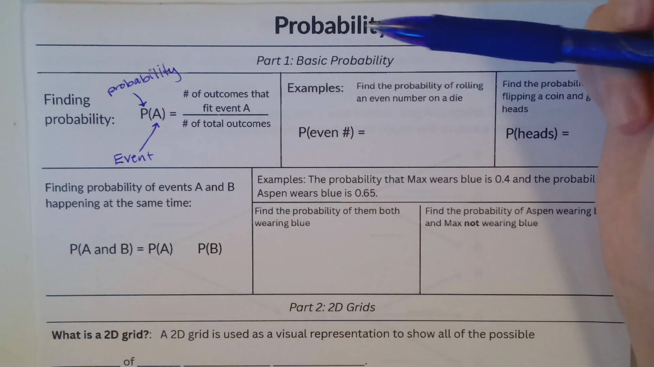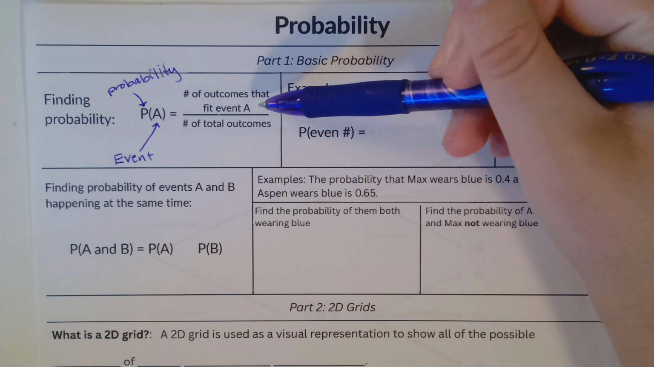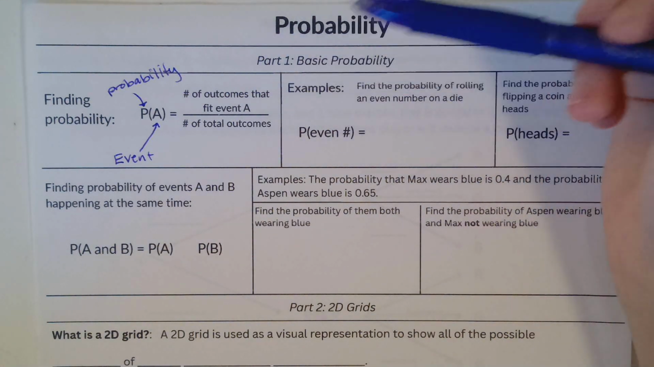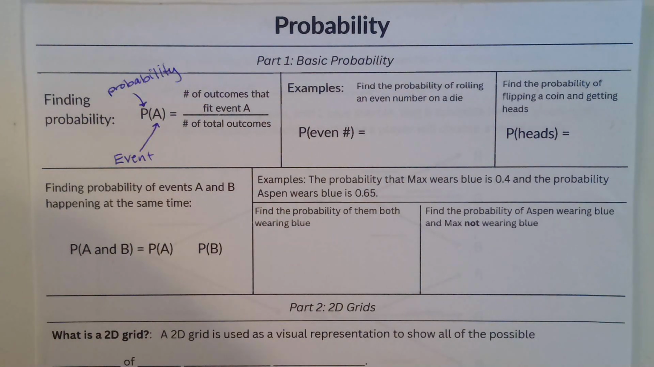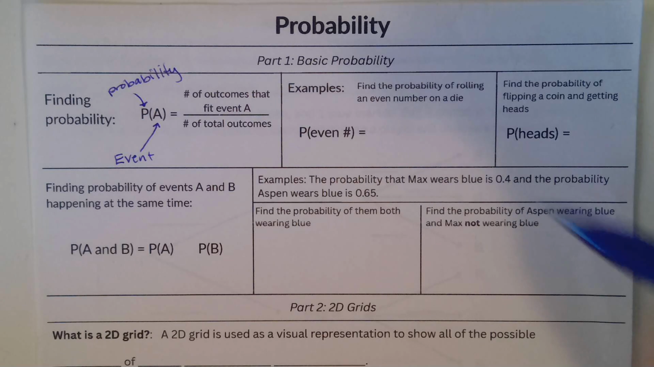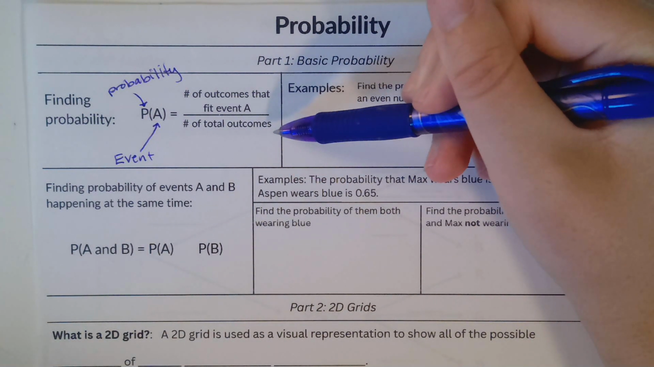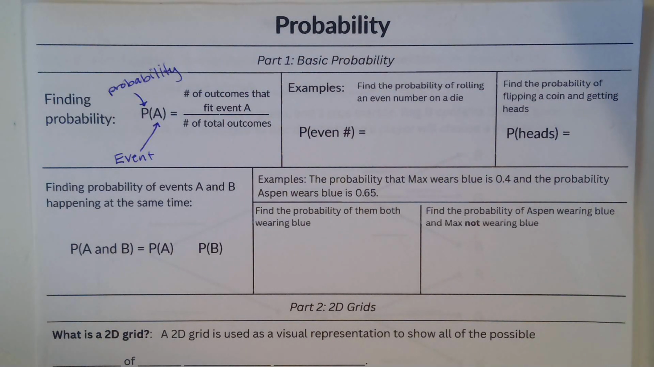So to find the probability of something, you're going to take the number of outcomes that fit event A, so the number of different ways that you can get event A to happen. That might not make any sense, and I feel like it'll make more sense once we get to the examples later. But how many of them fit this description, divided by the total number of outcomes? Like, how many different ways can this one thing happen? If that doesn't make sense, I hopefully will explain it when we go over these other examples.